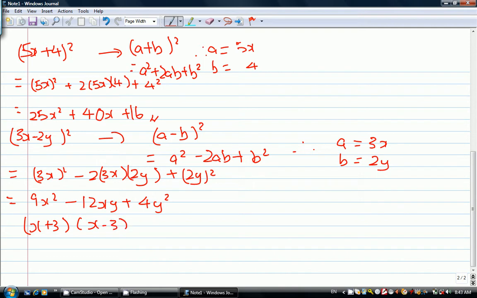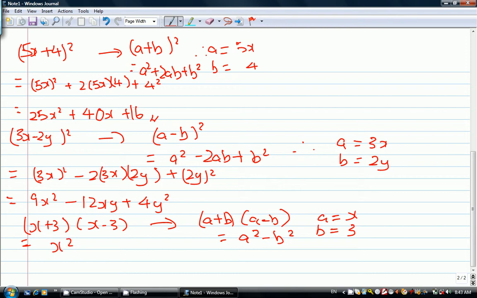Alright, and also, last but not least, you have x plus 3, x minus 3. Doesn't this resemble a plus b, a minus b? In this case, your a is x and your b is 3. And really, a plus b, a minus b is just a squared minus b squared if you expand it. So it just becomes x squared minus 3 squared, which is x squared minus 9. That's it. So these are just some examples that I've shown you. You got to practice algebra, so give it a shot.